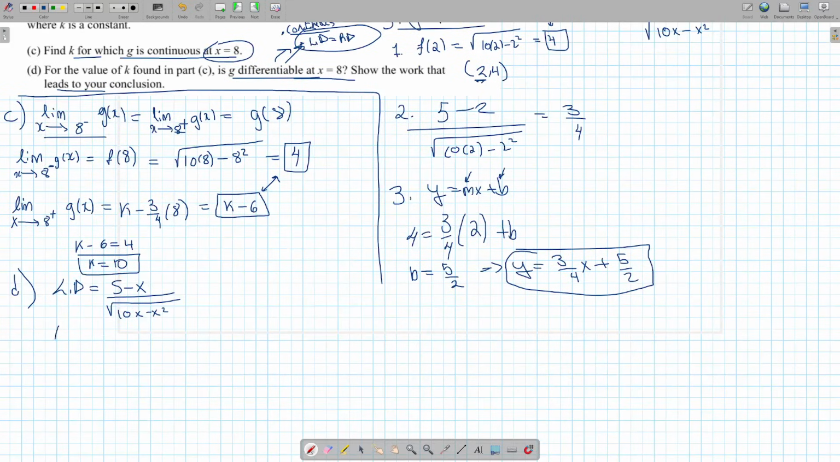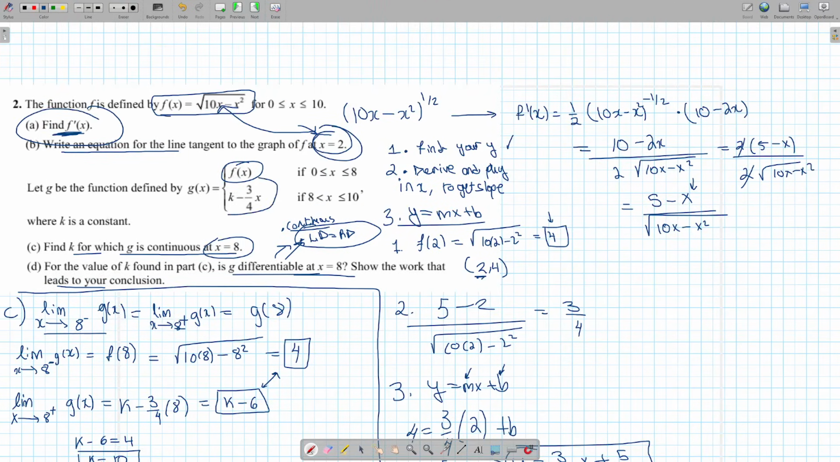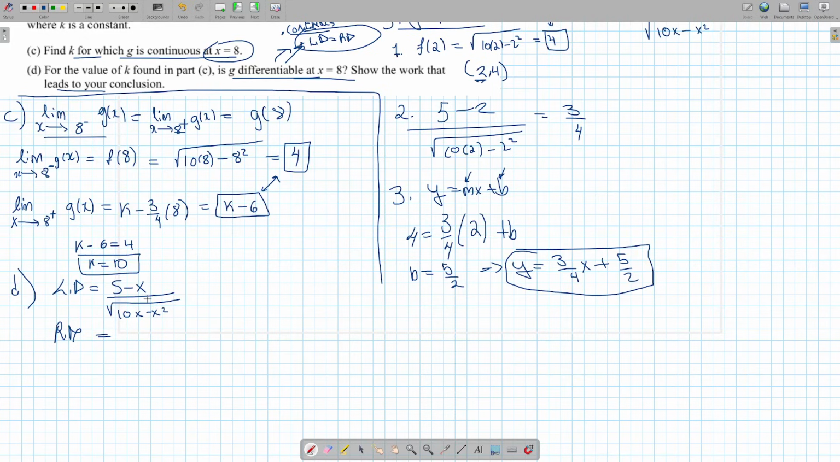The right derivative is this. We need to derive this over here. I think everyone knows how to derive it. The function on the right is originally 10 minus 3 over 4x. So deriving it, the 10 is a constant, so it goes. So it's just negative 3 over 4. So simply, you have to show that 5 minus x over radical 10x minus x squared at x equals 8 is equal to negative 3 over 4.